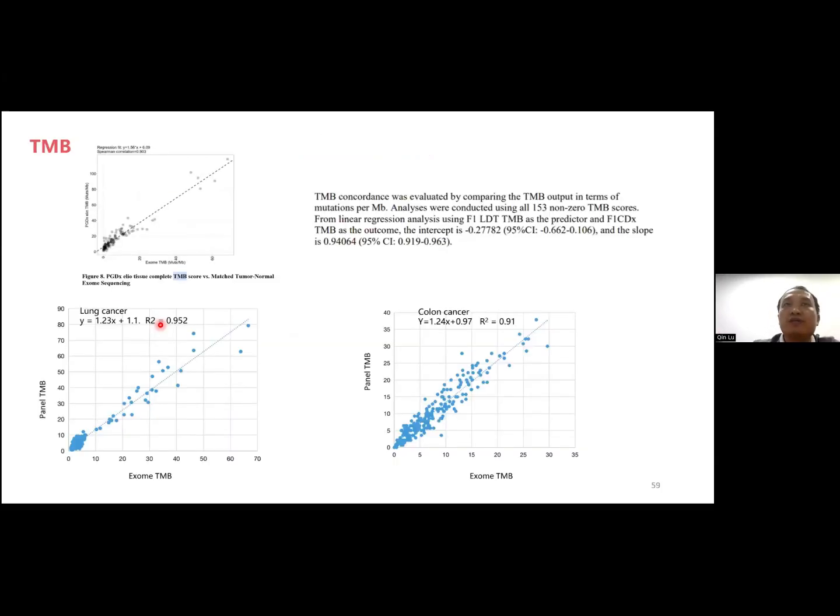And here's the TMB. For TMB, we need to construct some comparison between the WES and the panel. We did some regression, and we could see that in lung cancer and colon cancer, the correlation between the panel and the exome is good. This is a picture from an FDA-approved panel of PGDX helical tissue.